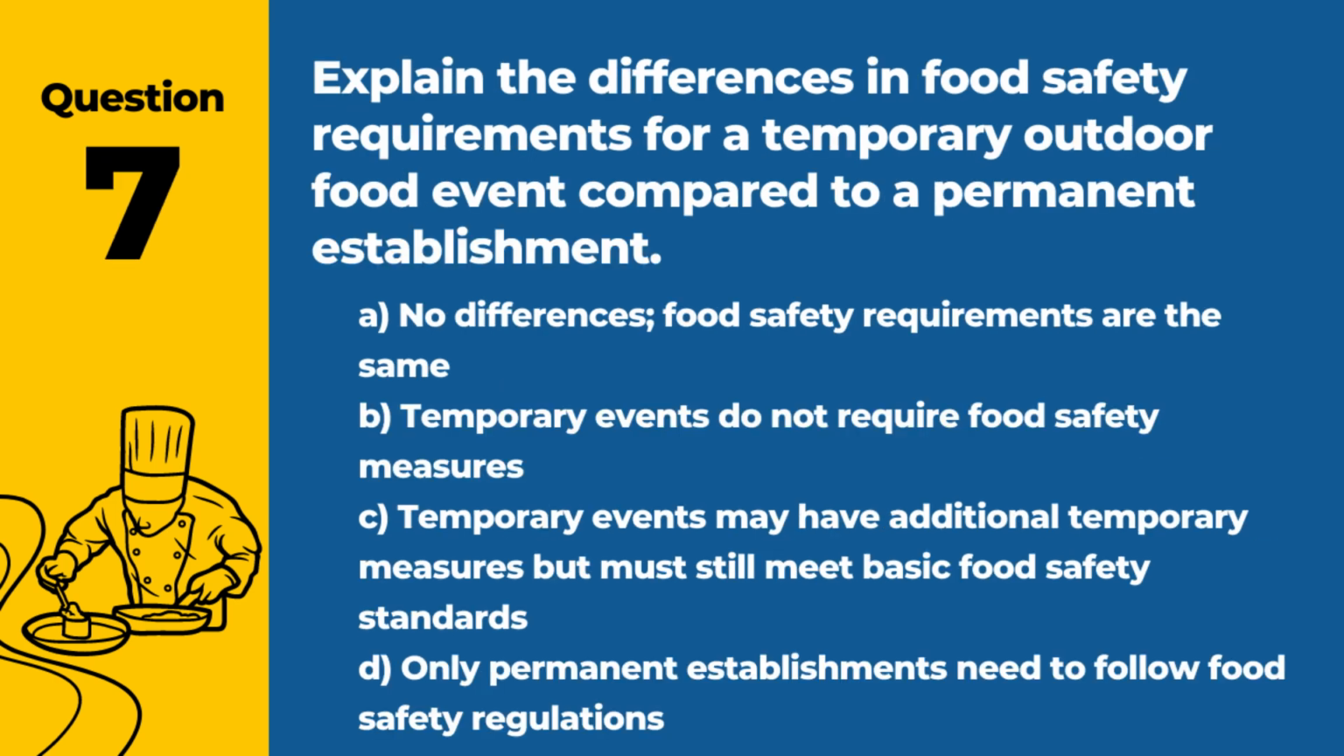Question 7. Explain the differences in food safety requirements for a temporary outdoor food event compared to a permanent establishment. A. No differences. Food safety requirements are the same. B. Temporary events do not require food safety measures. C. Temporary events may have additional temporary measures, but must still meet basic food safety standards. D. Only permanent establishments need to follow food safety regulations.